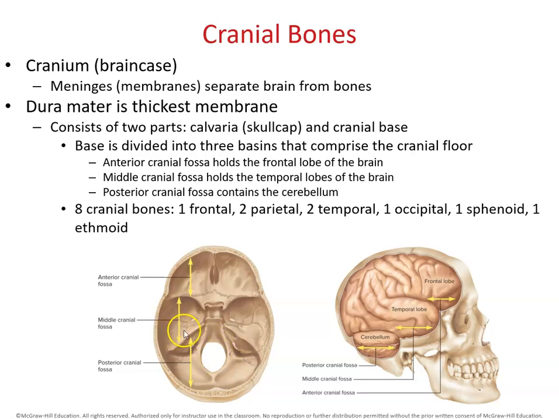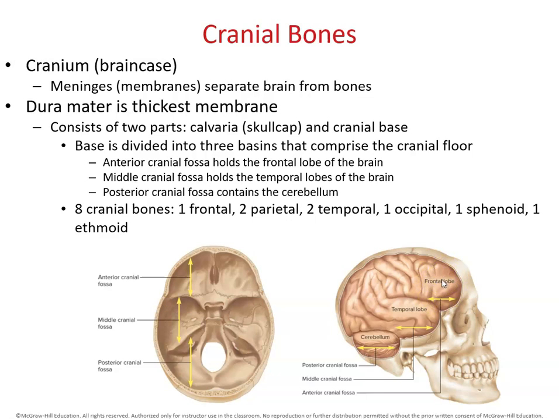In the middle, we have the middle cranial fossa, and the temporal lobe fits into that fossa. And then, closest to the facial bones, we have the anterior cranial fossa right here, and that's where the frontal lobe fits.